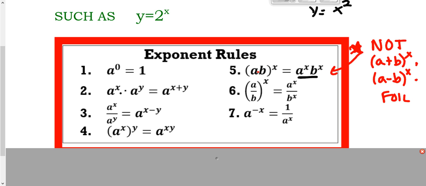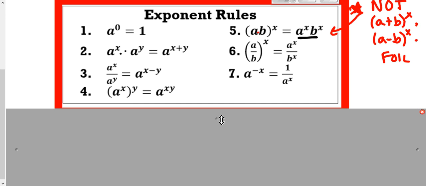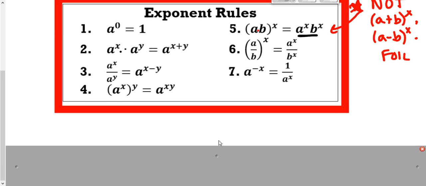If you have two things that are divided, you can raise those both to a power individually. So basically, if you have a fraction, you square the top, square the bottom kind of thing. And then the last rule that we use a lot, if we have a negative exponent, that just means it's in the denominator. So just keep those in mind. That's all that's on that page.